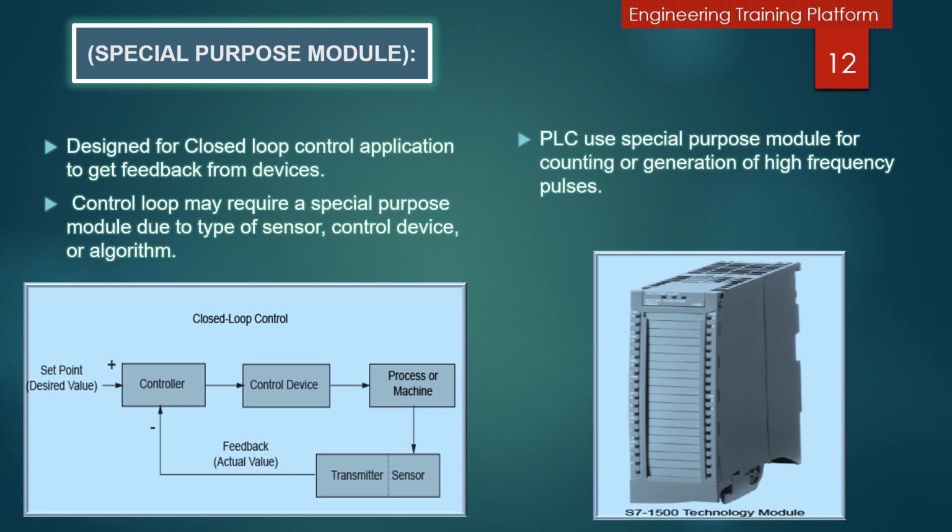In addition to closed loop control applications, PLCs use special purpose modules for controlling or generating high frequency pulses. S7-1500 PLC has technology modules for high-speed counting and measurement applications. You can see in the picture the modules of S7-1500.